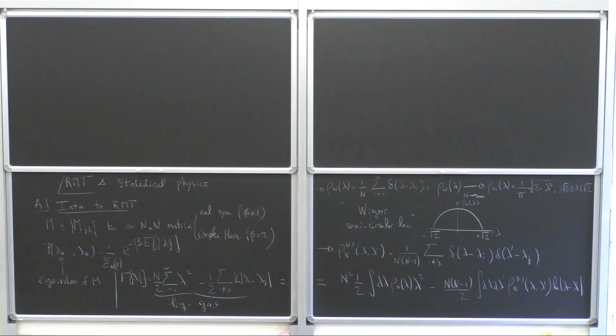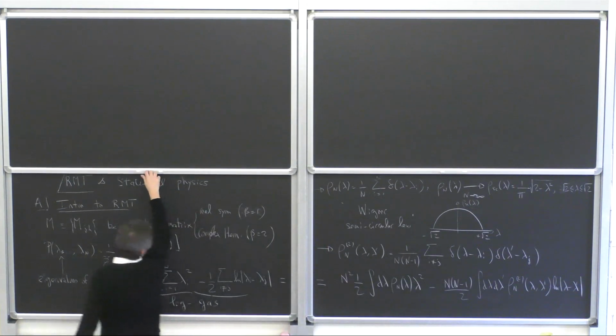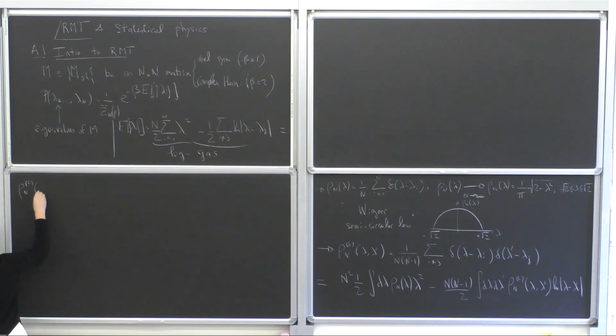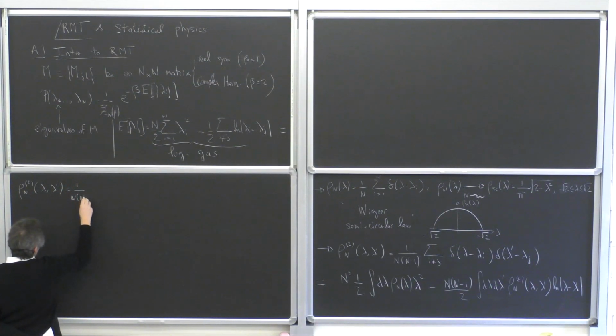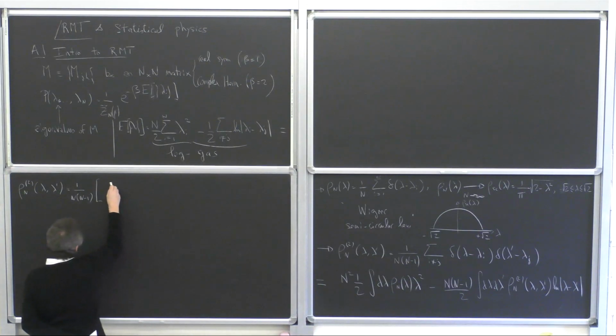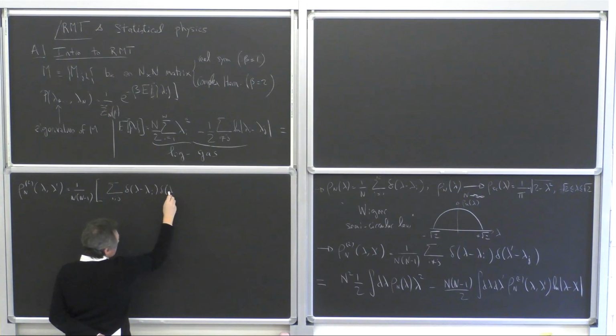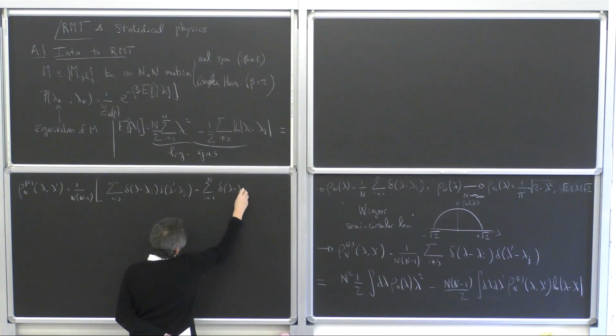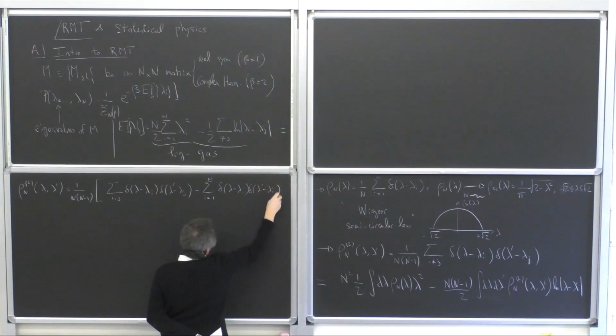Now, since I will be interested in the large n limit, it's actually easy to see that this rho n2 of lambda, lambda prime, can be rewritten in a slightly different way. Again, some standard manipulation, but I can just rewrite it like that. So here you see I had to get rid of the diagonal term. So let me just reintroduce it, and simply subtract the diagonal term, and this diagonal term is simply this one.